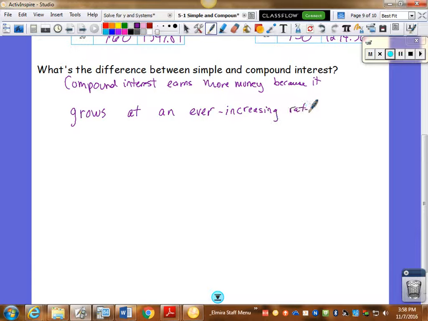Okay, in simple interest, you are not earning interest on your interest. In compound interest, you are earning interest on your interest. So you're getting more and more and more and more money. Okay? All right. See you next time.